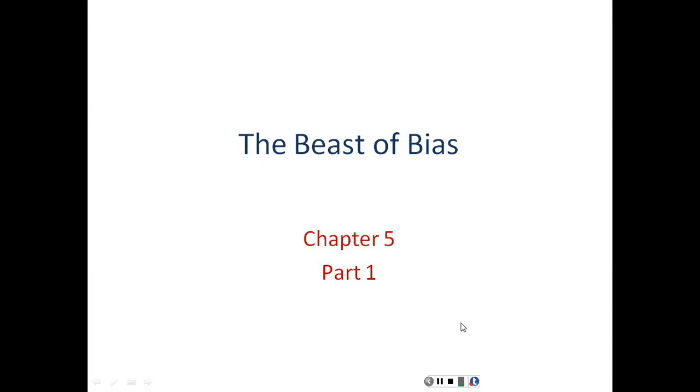So this week we are working on Chapter 5, titled The Beast of Bias. On the first day of class, we looked at sampling bias, for instance, when participants with certain characteristics are more likely to be selected. Such bias can corrupt the external validity of our findings.